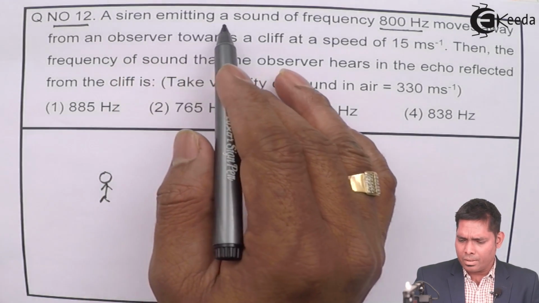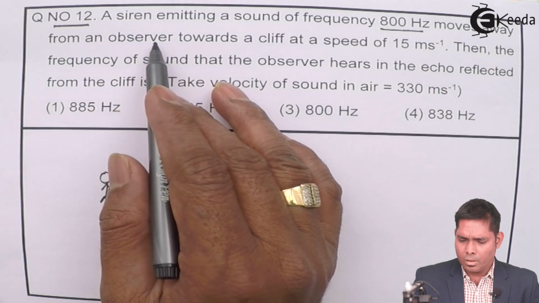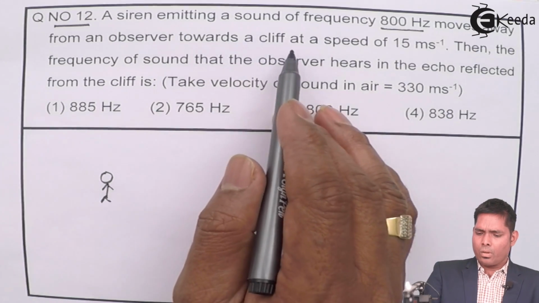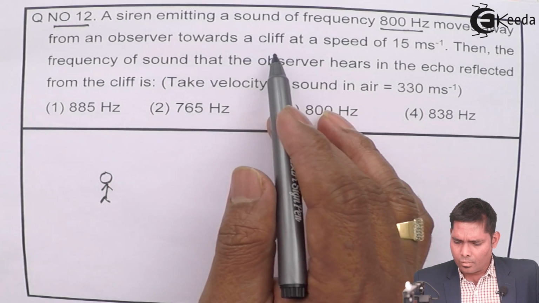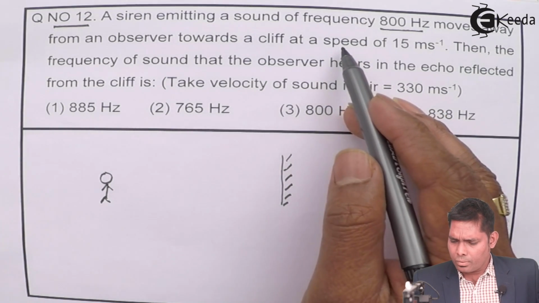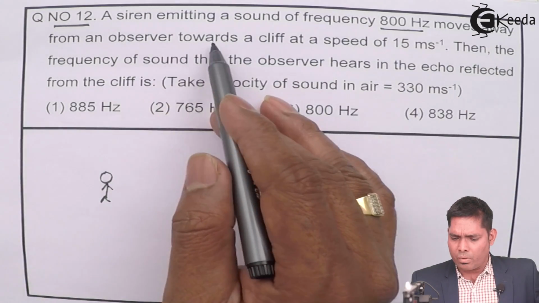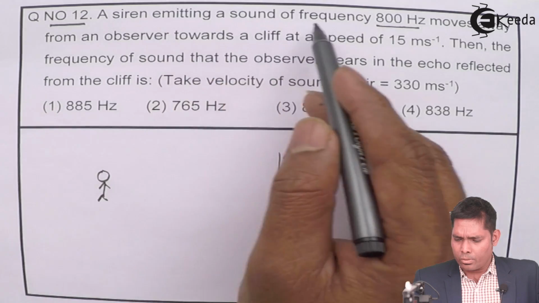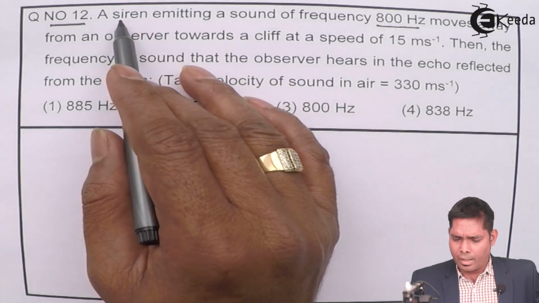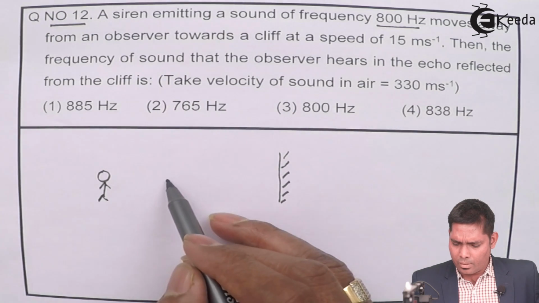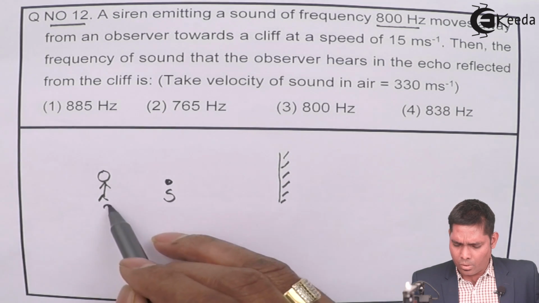A siren emitting a sound of frequency moves away from an observer towards a cliff at the speed of, so moving away from the observer and towards a cliff. So this you have to understand very clearly, because this means many things. A siren emitting, there is a siren over here, this is the source and this is the observer.